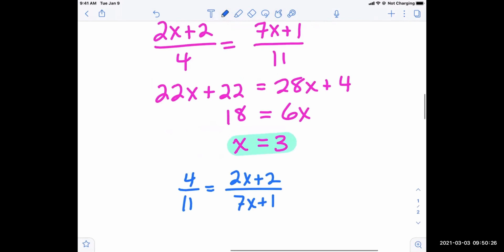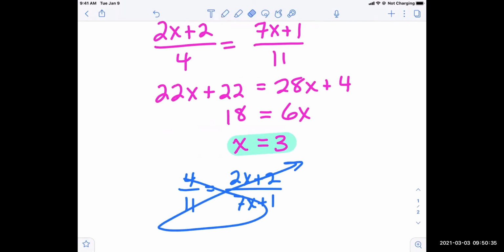Now, that should be the same as mine because when you cross multiply, you're multiplying 4 by 7x plus 1, and you're multiplying 11 by 2x plus 2. So these are equivalent proportions. Tell me what you got next.